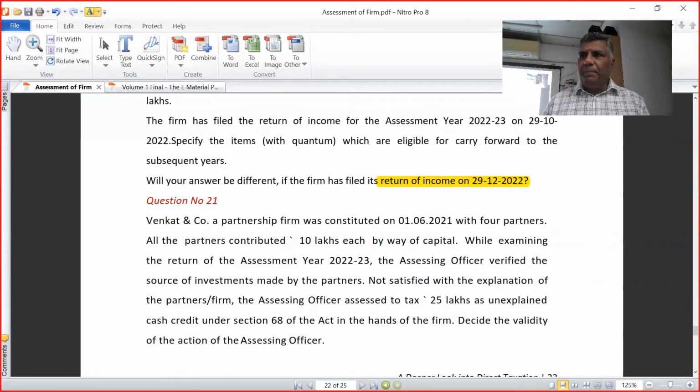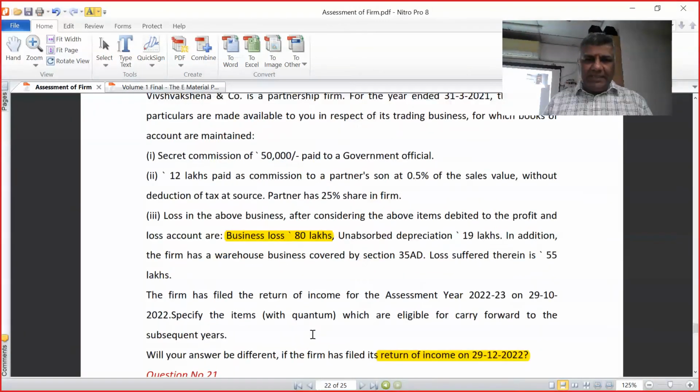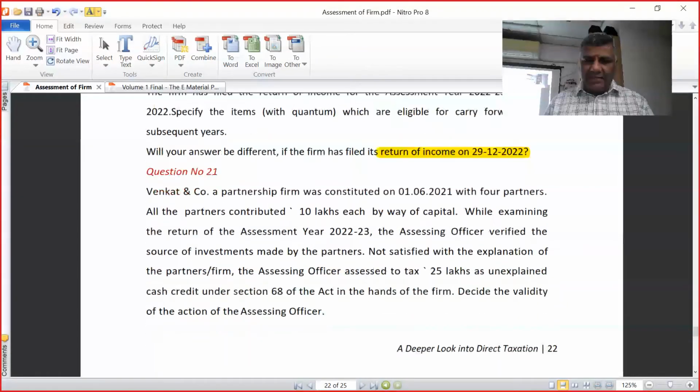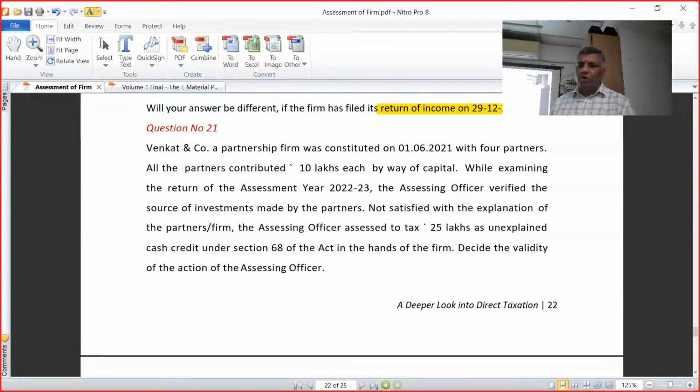This is a repetition of the 19th question. Only that it came in exam twice, so I have kept it as it is. Venkat and Co., a partnership firm, was constituted on 1/6 with 4 partners. All the partners contributed 10 lakhs. The AO verified the source of investment by the partner. Not satisfied with the explanation, AO assessed it as unexplained cash credit in the hands of the firm, which is wrong. They can only tax the partners and not the firm.